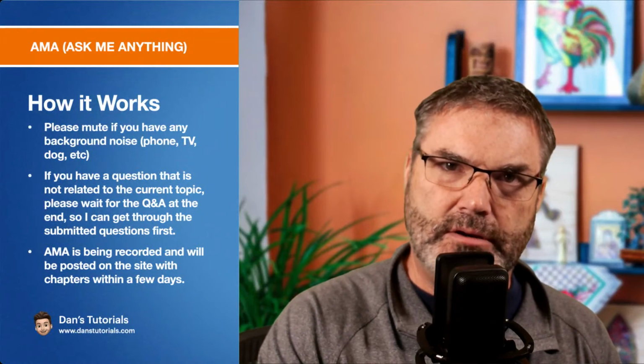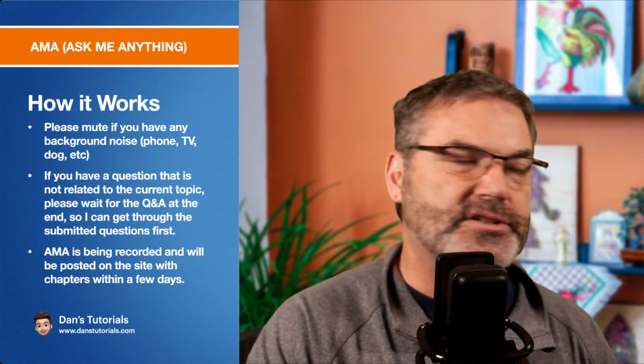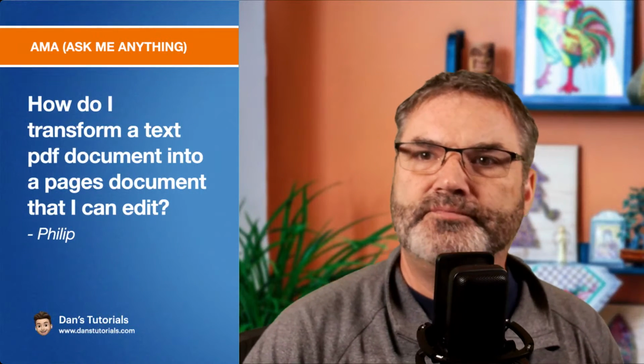This is being recorded, and I do plan on having it live tomorrow. I've got a pretty good system set up here. It is going to be marked with chapters, so you'll be able to get to any specific topic just by selecting the chapter. So that is how it works. Let's get started, and we're going to take a look at the first question, which is, how do I transform a text document, a PDF document, into a Pages document?